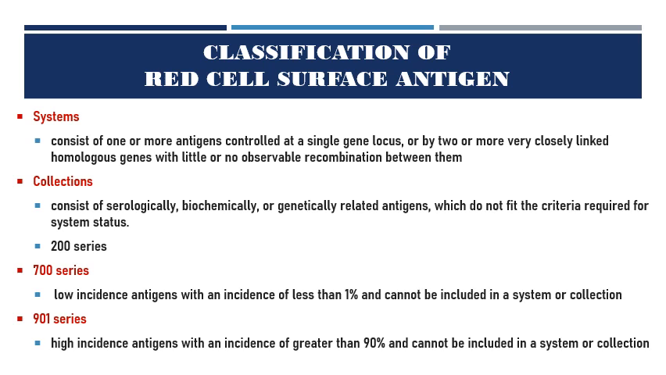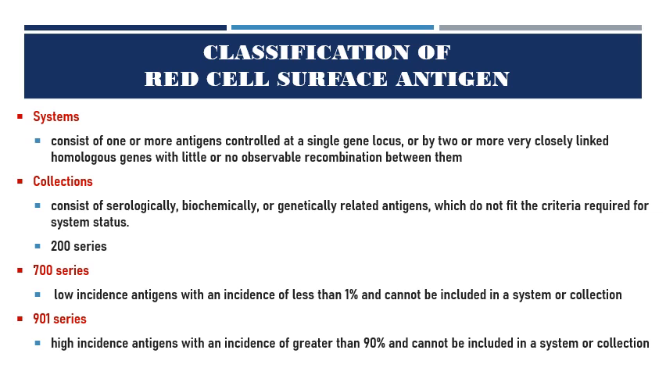Systems consist of one or more antigens controlled at a single gene locus or by two or more very closely linked homologous genes with little or no observable recombination between them. Collections consist of serologically, biochemically, or genetically related antigens which do not fit the criteria required for system status. So they are called the 200 series.